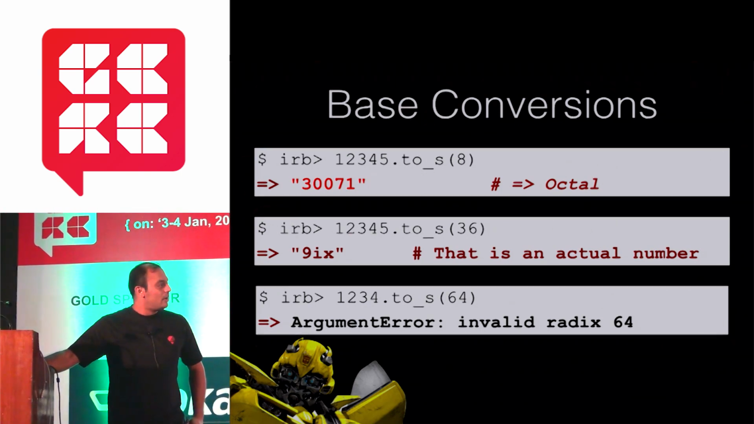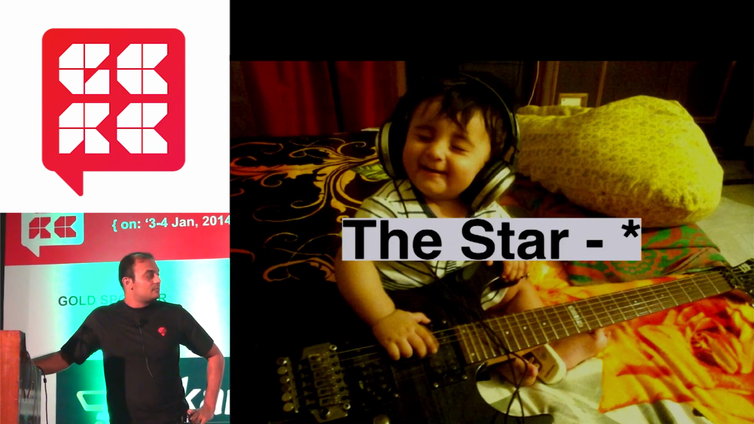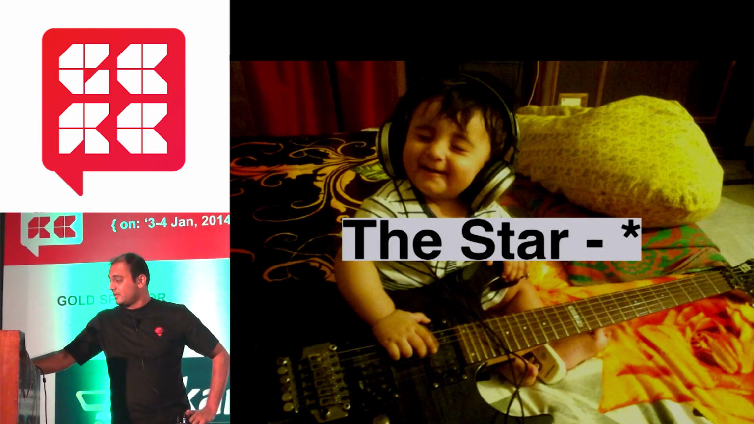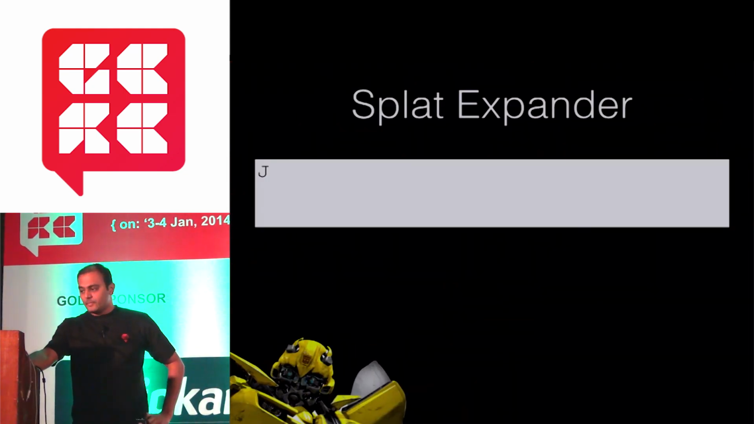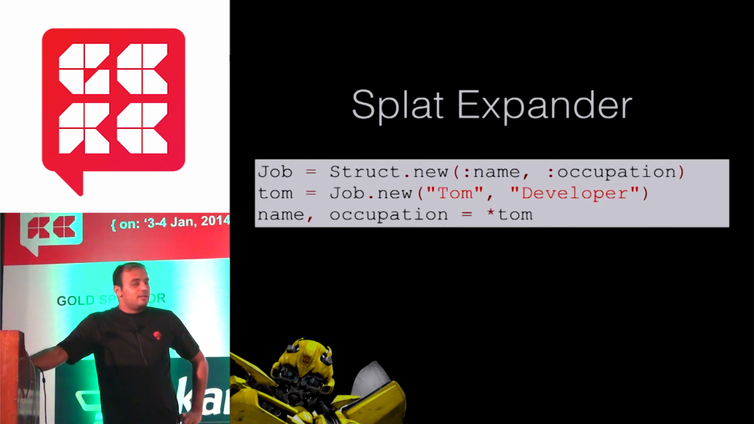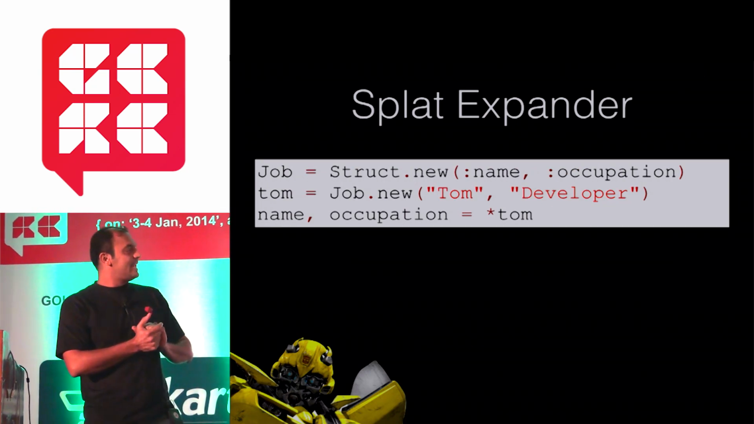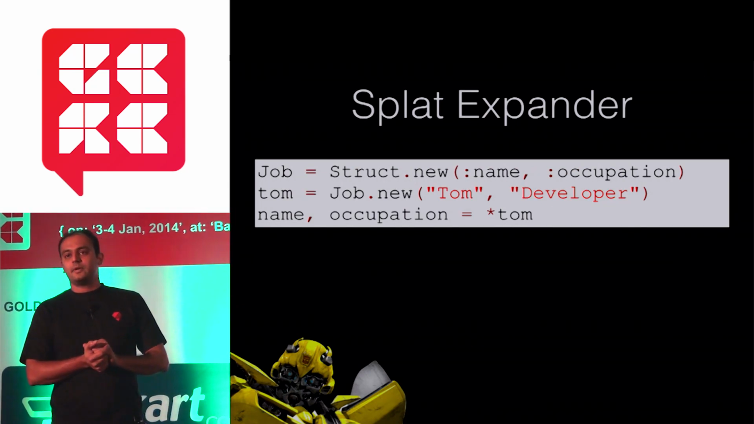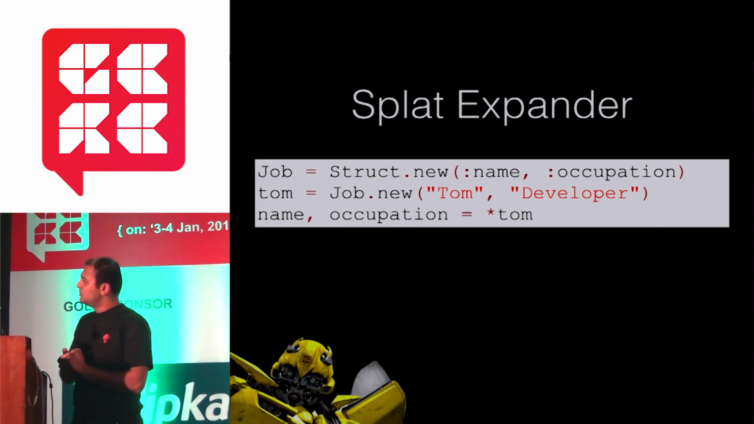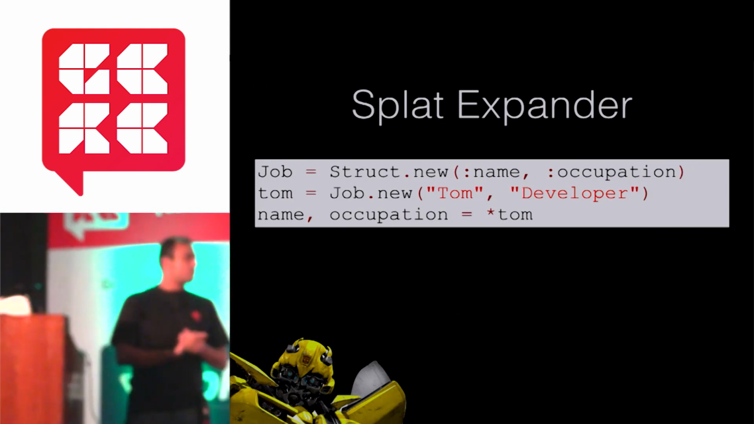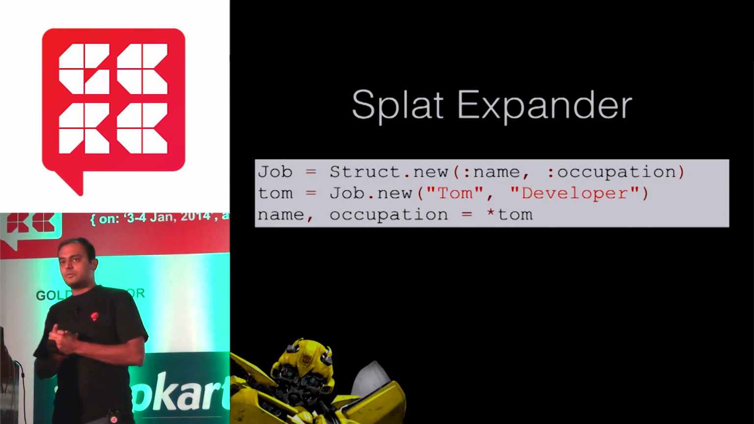Okay, let's move on to the star. Not the rock star, but the star operator. And to start with, let's see what it has to do with the splat expander. Oh boy, we're seeing more and more of Ruby code right now. So, what do you think is name and occupation here? As we can see, we have a struct which has two members, name and occupation, and I create an object of a struct. Now, what do we see?